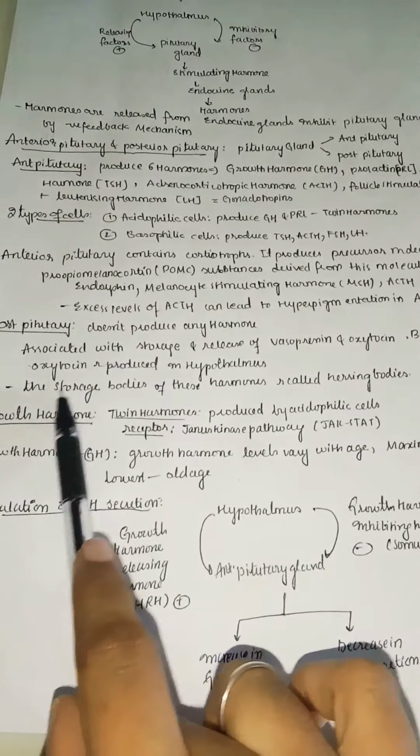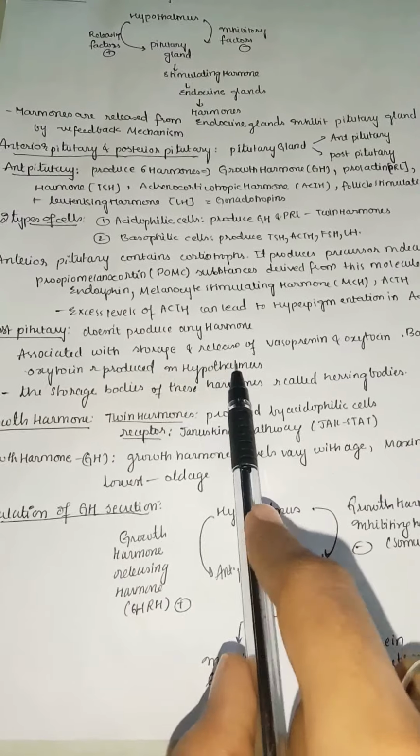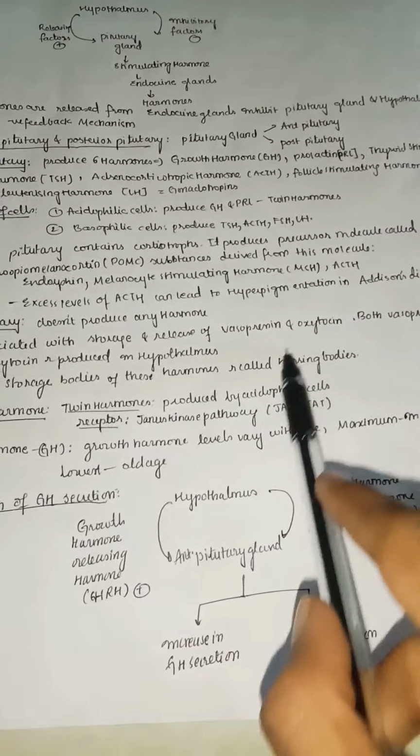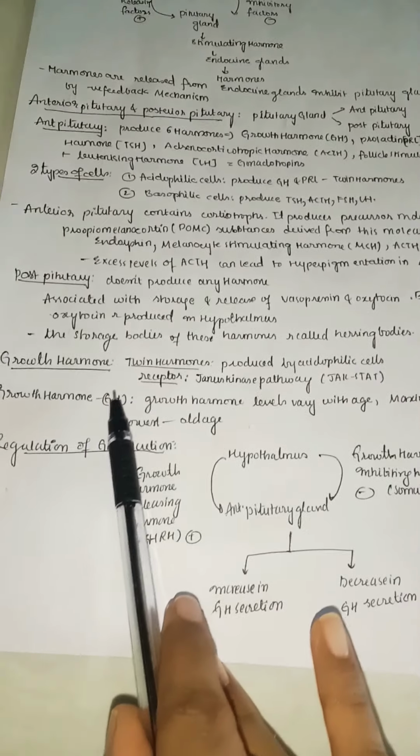Both vasopressin and oxytocin are produced in the hypothalamus. The storage bodies of vasopressin and oxytocin are called Herring bodies. This is important. And next, let us move on to growth hormone.